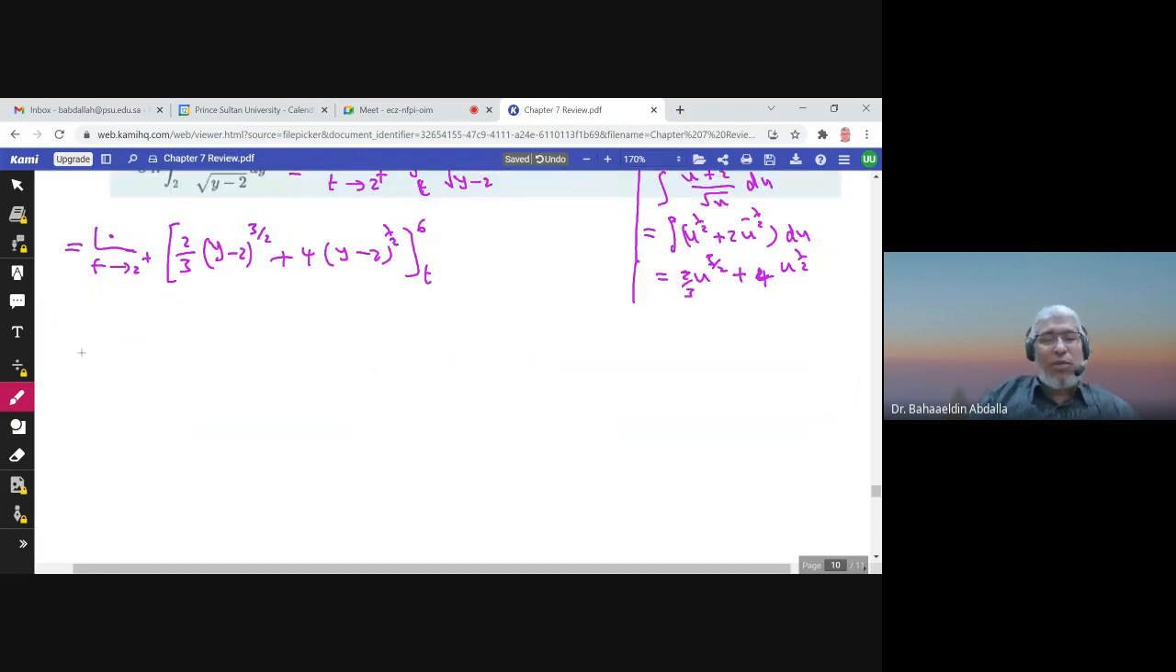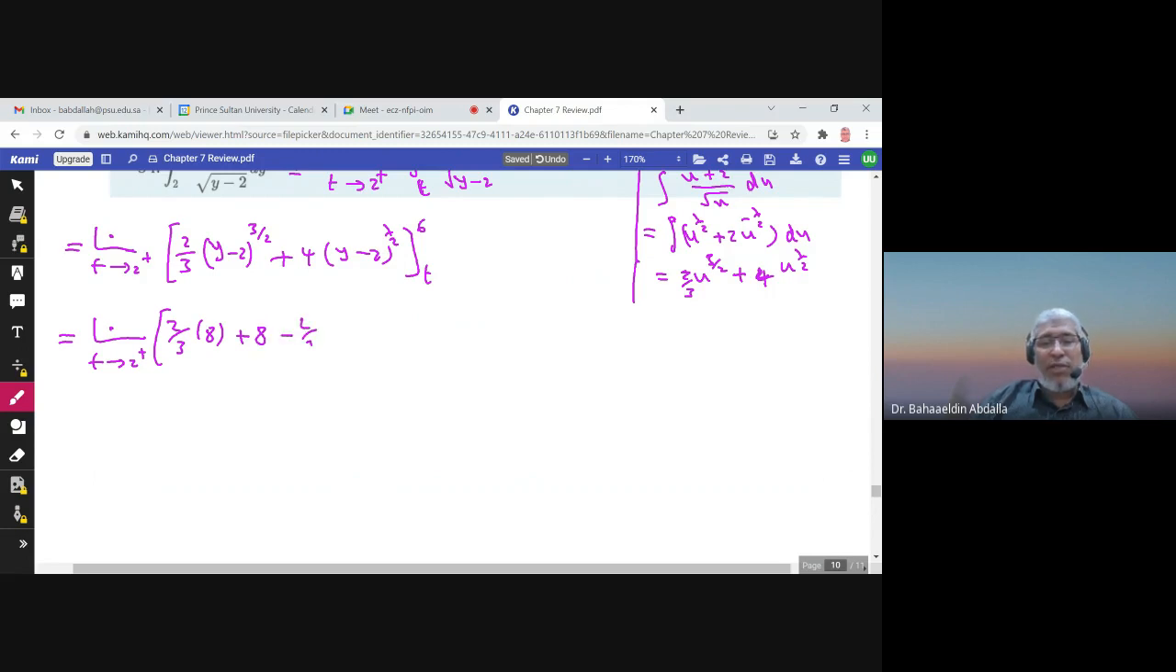So let me replace y by 6. 6 minus 2 is 4. 4 to the power 3 over 2 is 8. Just checking, okay. So 2 over 3 times 8, plus 4 times 4 to the power half, where 6 minus 2 is 4 and 4 to the power half is 2. 2 times 4 is 8, minus.